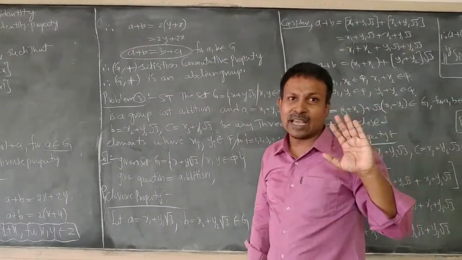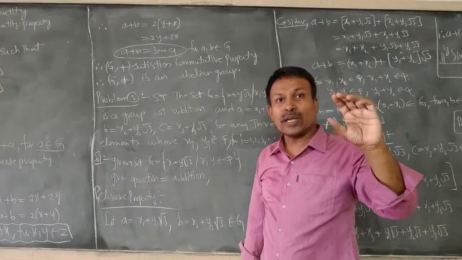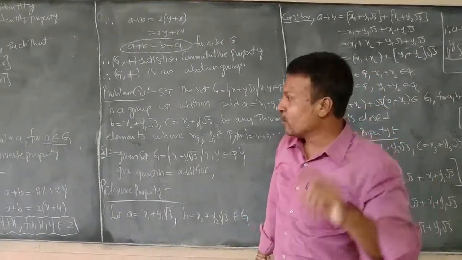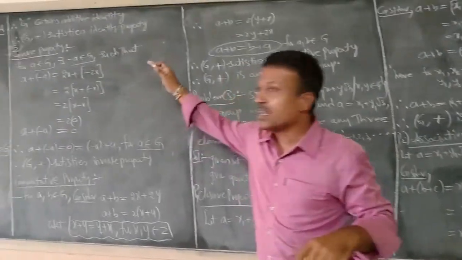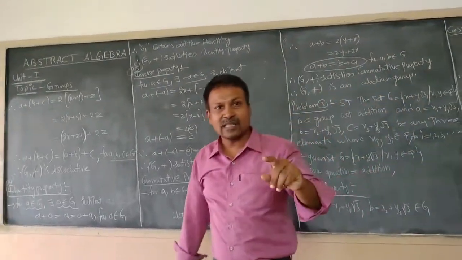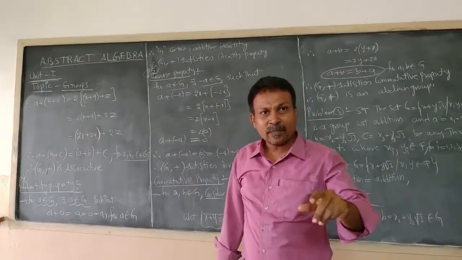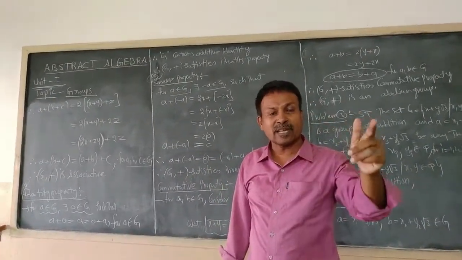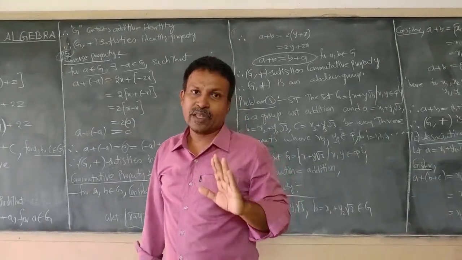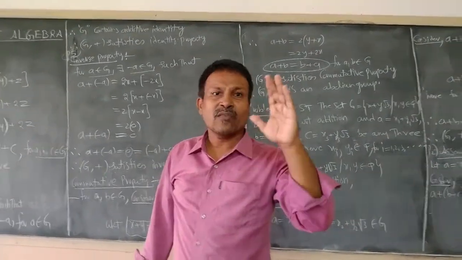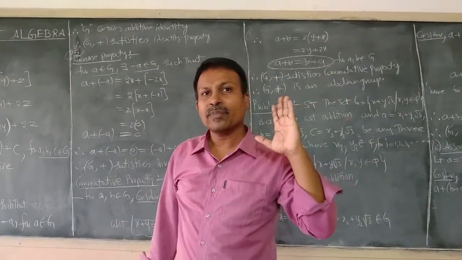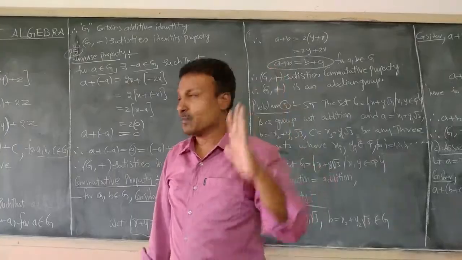So, I repeat once again. Whenever we are proving the statements of a given problem, we should be very cautious while proving the identity property and inverse property. Why? Because in every set with respect to a given operation, there is only one identity, and for every element there is only one inverse. Therefore, we should be very cautious while proving the identity property and inverse property.